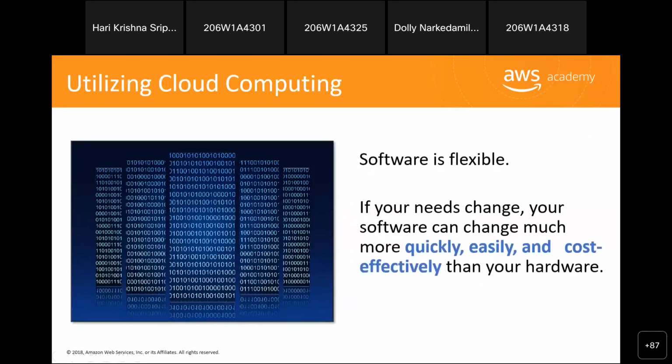So software is flexible. If your needs change, your software can change much more quickly, easily, and cost effectively than your hardware. I think this is a very simple statement, everybody can get it. So if there are errors in software, you can change an error within seconds. But if there is an error with your hardware, finding the problem, diagnosing the problem and rectifying the problem is a huge thing.